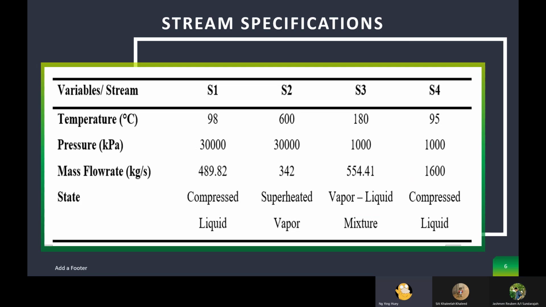rejection in the condenser. Hence, when the water exits the condenser, it will also be in 1 megapascal. The temperature will be at 95 degrees, and it will be in a compressed liquid state. This stream will then enter the pump again and complete the cycle. Next slide, please.